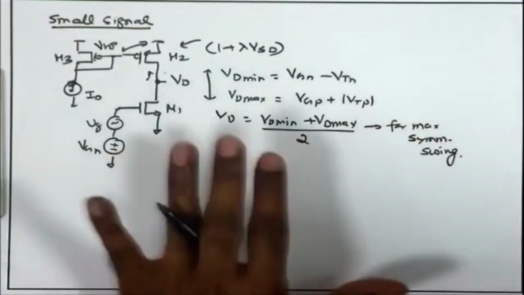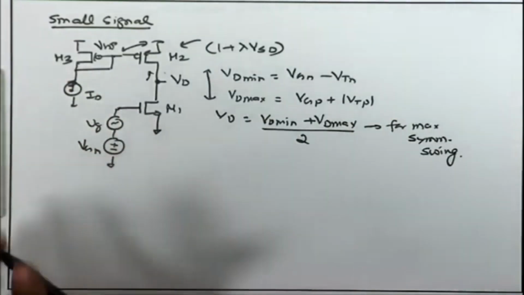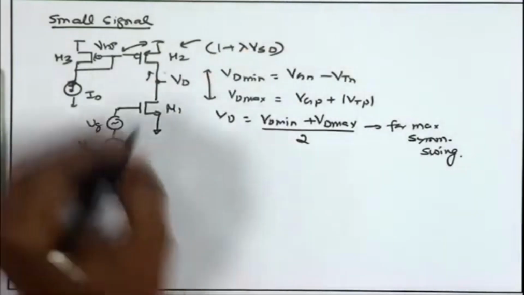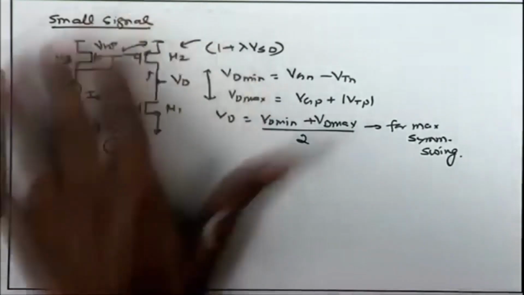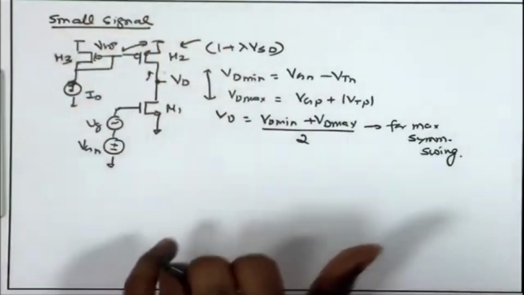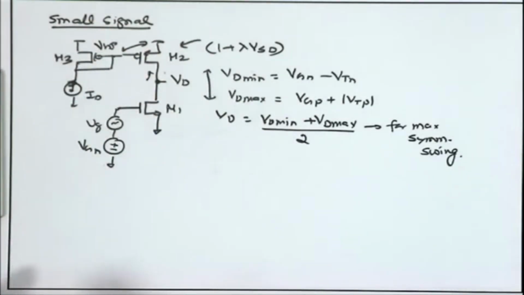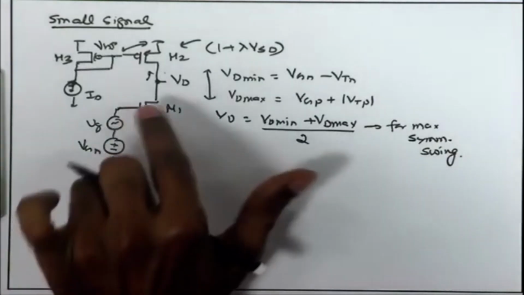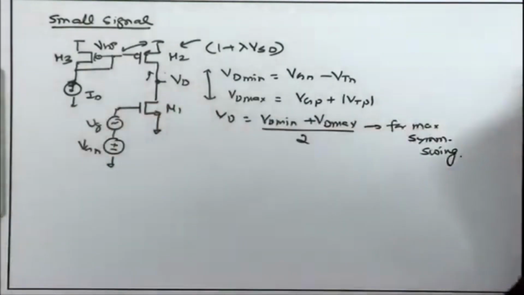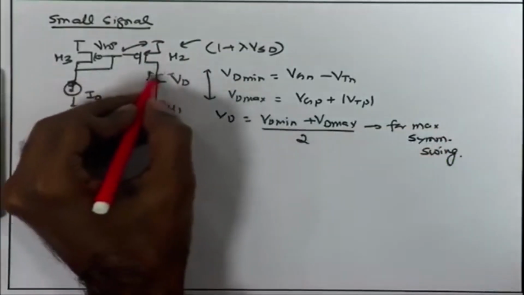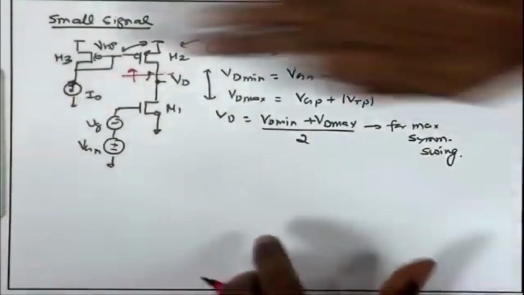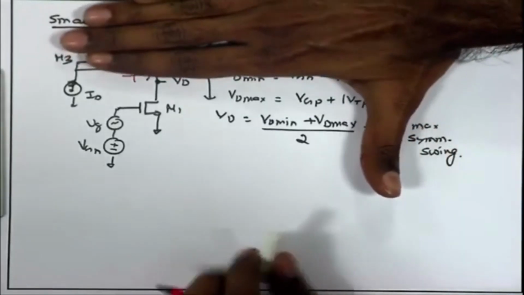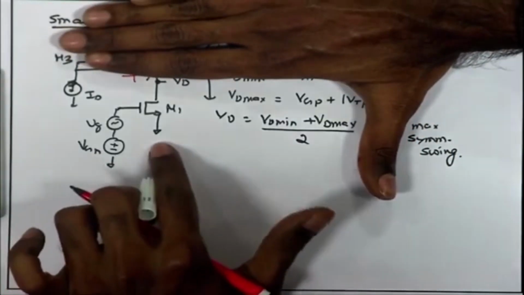So, this is about DC analysis and the swing. Now, let us look at the small signal and try to analyze the small signal model or small signal equivalent circuit for this amplifier. One of the strategies to do small signal analysis in this case would be to look at the drain of M2. Below M2, we just have a common source amplifier. M1 is just acting like a common source amplifier.